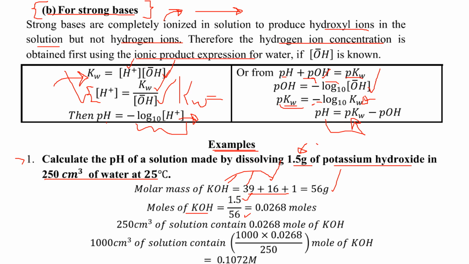Make sure that most of the things you're using are in 4 decimal places if you're proceeding with your calculations. So these moles are in which volume? We are told that these moles were dissolved in 250 centimeters cubed of water. Then what about the molar concentration? If 250 centimeters cubed of a solution contain these moles, we want the molar concentration of potassium hydroxide. So we need to get moles in 1,000 centimeters cubed, which is going to be 1,000 multiplied by 0.0268 divided by 250, and then you're going to end up with 0.1072 molar.